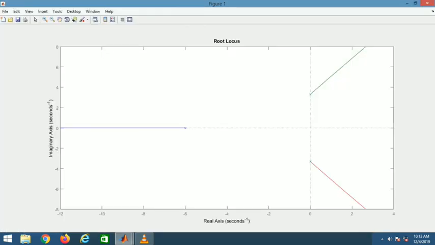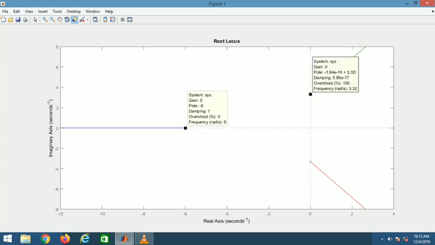Let's see what are the things that we can observe from here. So here, this is the root locus diagram of the process control system that we have taken, the transfer function that we have arrived at. And so this point is a pole at -6. The gain is 0. Here it touches the imaginary axis at 3.32i and almost 0 real axis. And so these are two imaginary roots, 3.32i and -3.32i. Overshoot is 100% at both, and frequency is 3.32 radians per second.